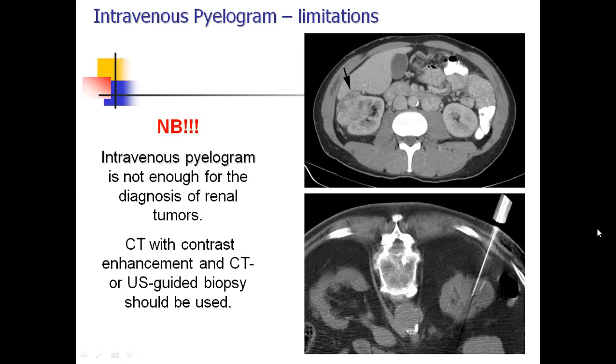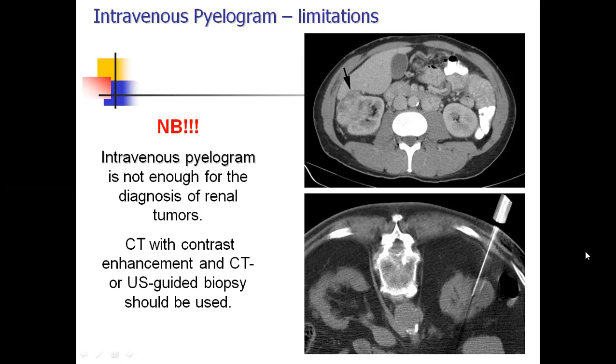Remember that intravenous pyelogram in its classic variant, or with the use of only X-ray films, is not enough to make a proper diagnosis in the majority of kidney problems. It's not enough, for example, for diagnosis of renal tumors.